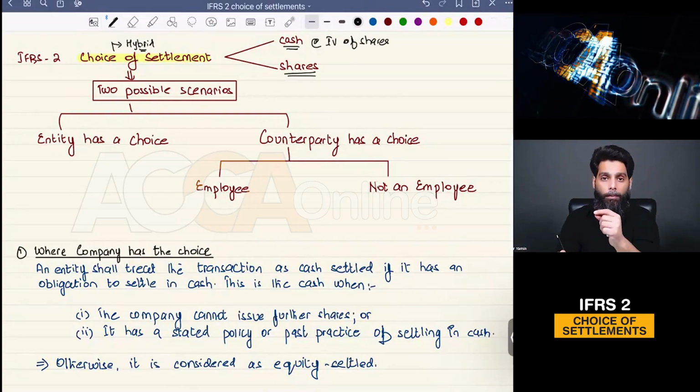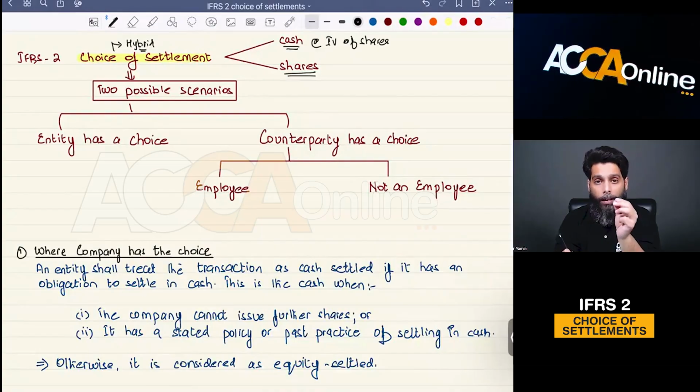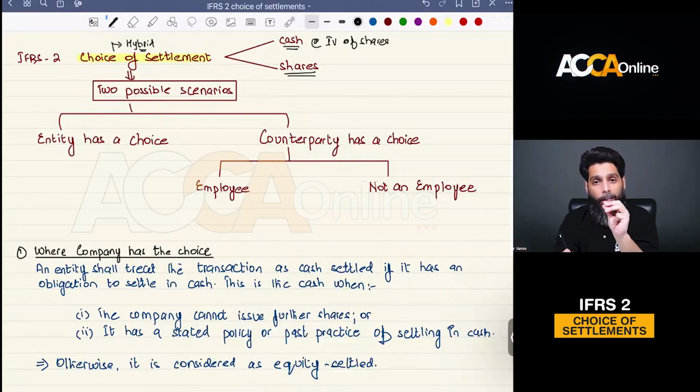Let me repeat it again. Under IFRS 2, there can be a third type of transaction. This is a hybrid transaction, whereby an entity acquires goods or services, but in exchange of goods or services, there is a choice. Either the transaction could be settled in the form of just like a cash settled share-based payment, or the transaction could be settled in the form of just like an equity settled share-based payment.